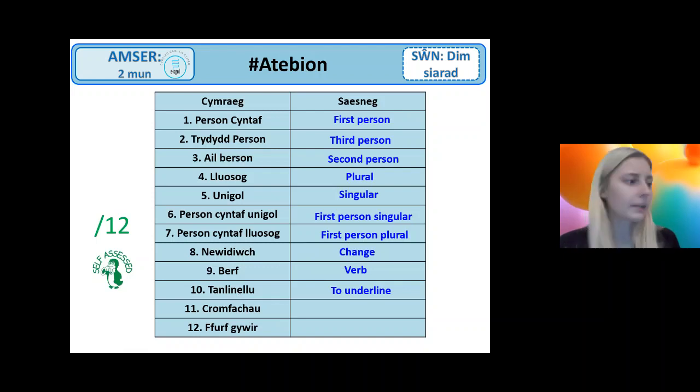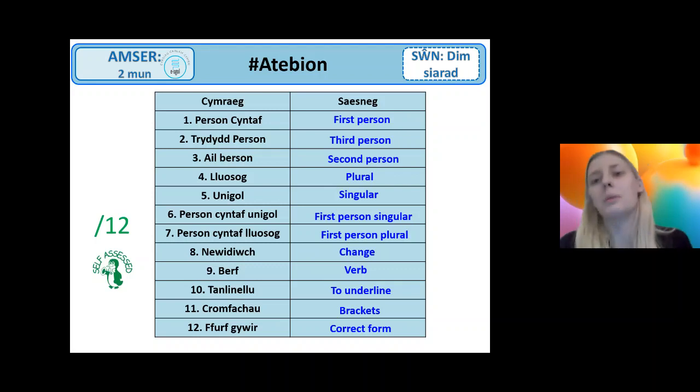Cromfachau, can anyone type in the chat if they know the word cromfachau? Okay, da iawn. Someone managed to get that correct, ardderchog. Cromfachau is brackets, so they might ask you to correct or switch the verb forms in brackets. Ffurf gywir is correct form, so you might have to correct the form of the verbs. Don't panic too much about these because we will be going through some of the questions today and hopefully you recognise them. So give yourself a mark.